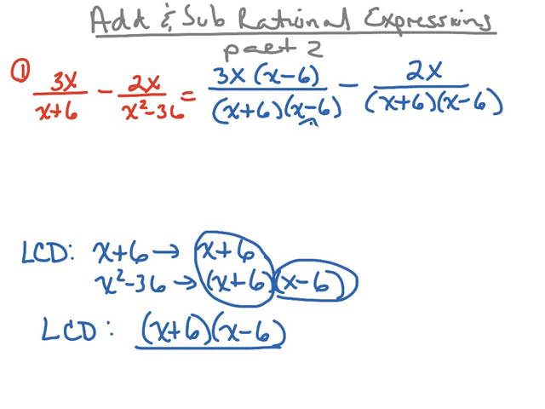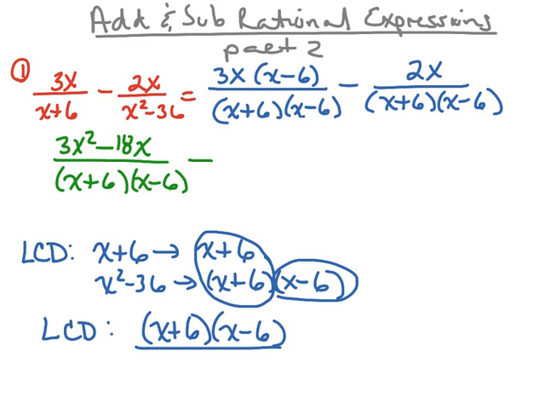Alright, so what I'm going to do next is go ahead and multiply the 3x times the x, which would give me a 3x squared. And then I'm going to multiply 3x times that negative 6, which would give me a negative 18x. Now I'm going to leave that denominator in its factored form. I'm going to leave it as x plus 6 and x minus 6. Minus, again, we didn't have to multiply anything over here. That 2x is going to stay 2x.